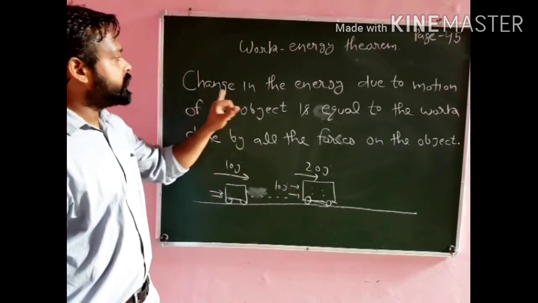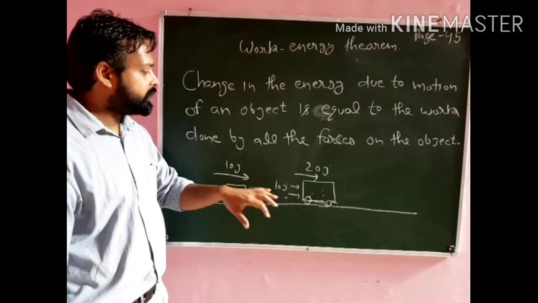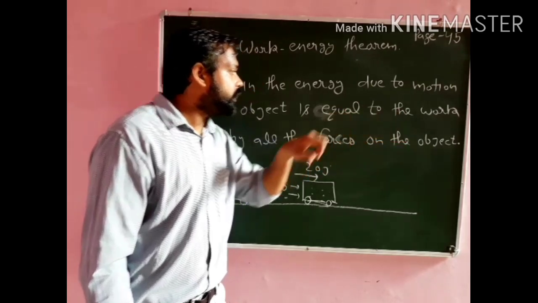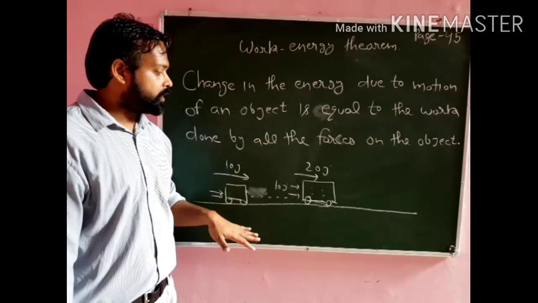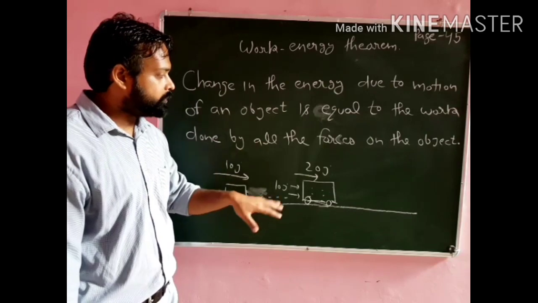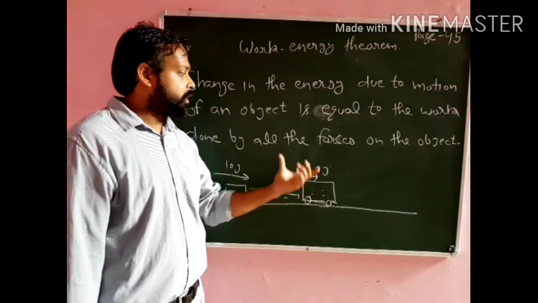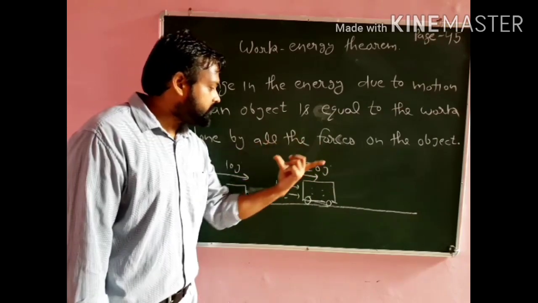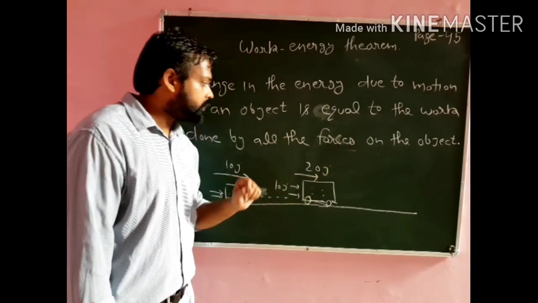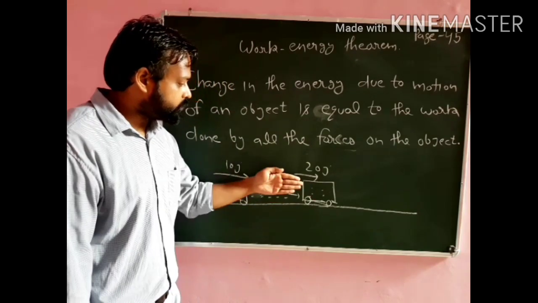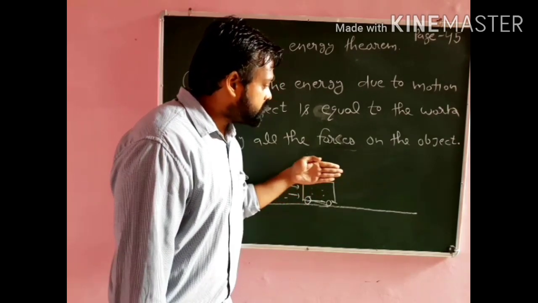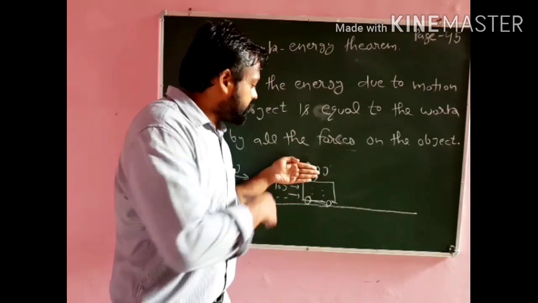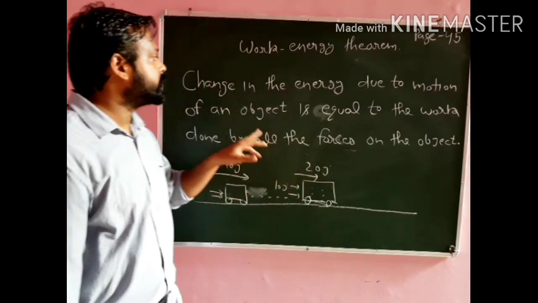It means there is a change in the energy due to the motion of an object. When the energy of an object which is already in motion changes, that change is exactly equal to the work done by all the forces on the object. Now my friend is doing work on the car. He is spending his energy, he is applying force on the car. So if the energy of an object which is already in motion increases, the amount it increases is exactly equal to the work done on the object. So this is the work energy theorem.